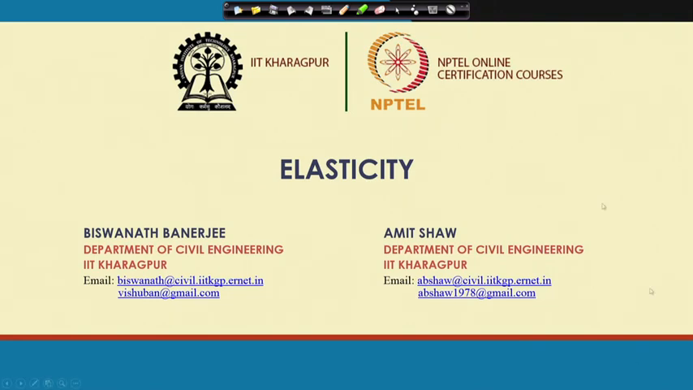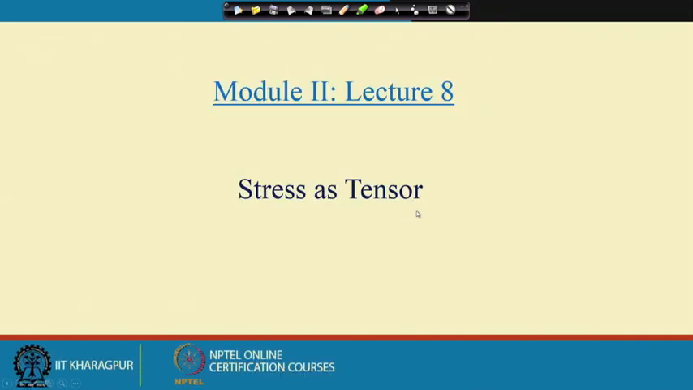What we'll discuss today is we'll start with fixing our coordinate system and the sign convention, and then we'll see what the different stress components at a point are and how to represent those stress components through a schematic diagram. And then we also see some of the properties of this stress at a point. So, today's topic is stress as a tensor.